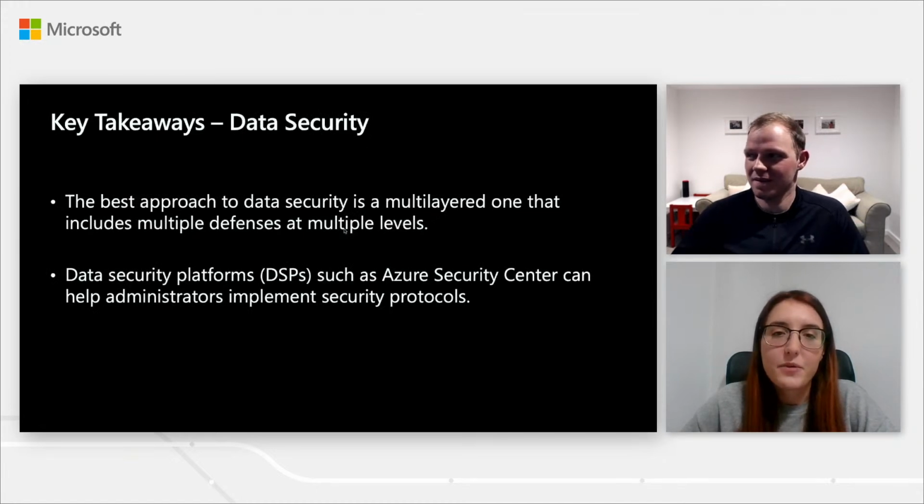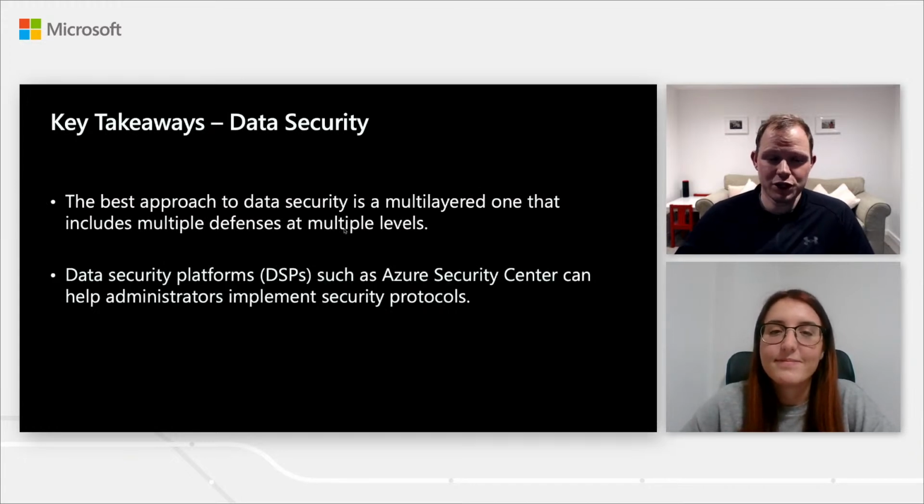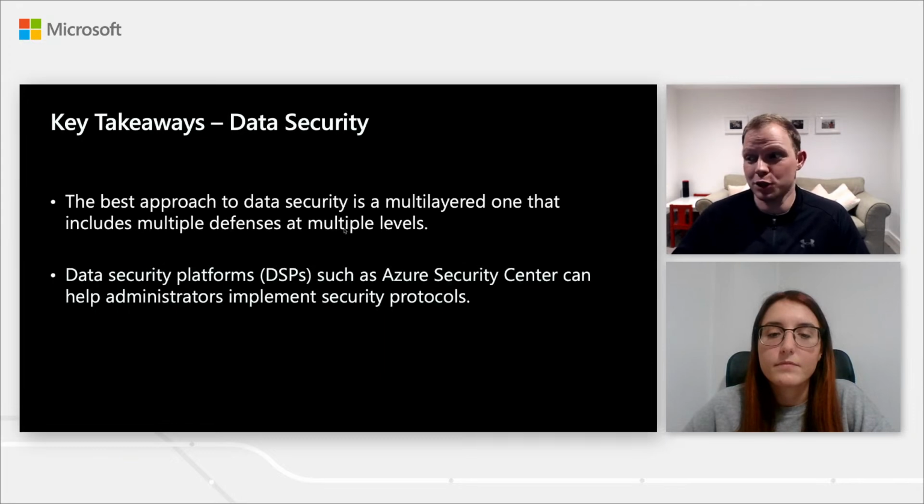And then from the last part, where we talked about data security, the best approach to data security is a multi-layered one that includes multiple defenses at multiple levels. And also remember that there are data security platforms such as Azure Security Center that can help administrators implement security protocols and see the recommendations. And definitely. And actually, it's an important point around the shared responsibility model that I forgot to mention earlier: although as a cloud provider we're not responsible for the top of that model, we give you a bunch of tools that we try our best to help you secure the bit that you're responsible for. And some of these tools, like Azure Security Center, are a really good example of that.